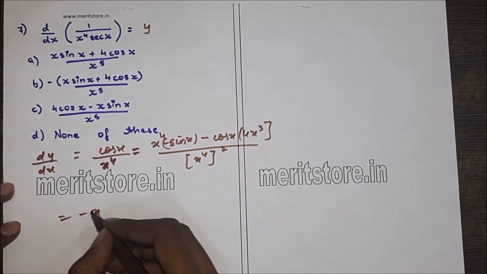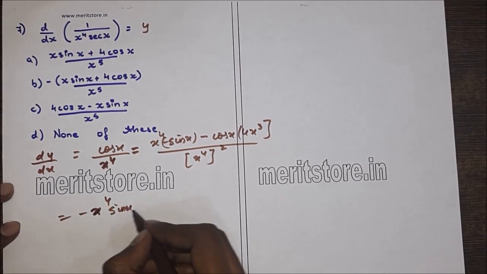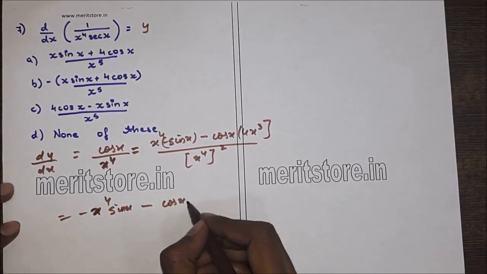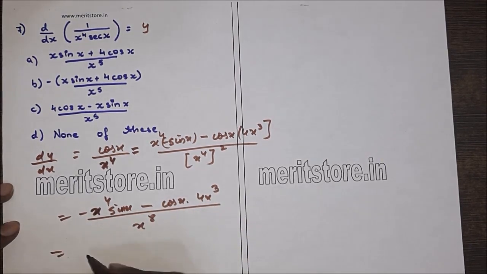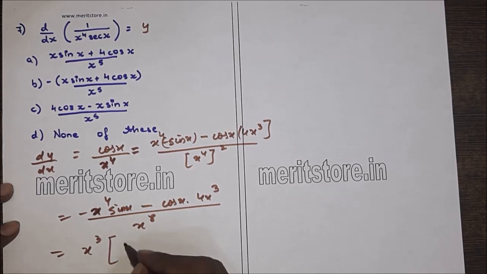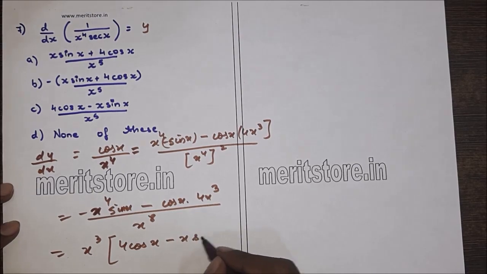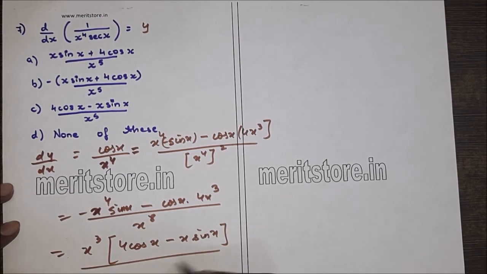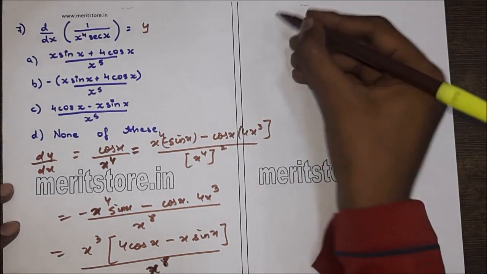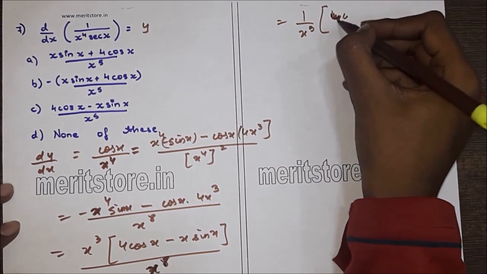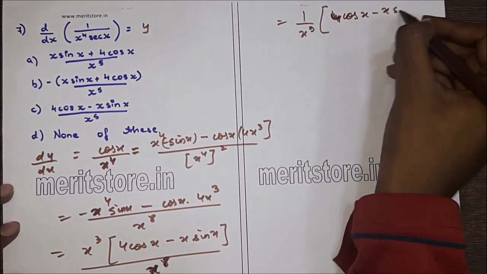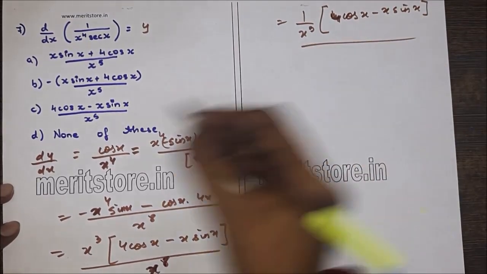That we get minus x raised to 4 sin x minus cos x times 4x cube divided by x raised to 8. We take x cube common, we get x cube into 4 cos x minus x sin x divided by x raised to 8. So x raised to 3 gets cancelled, we are left with 1 by x raised to 5, 4 cos x minus x sin x, which is option C.